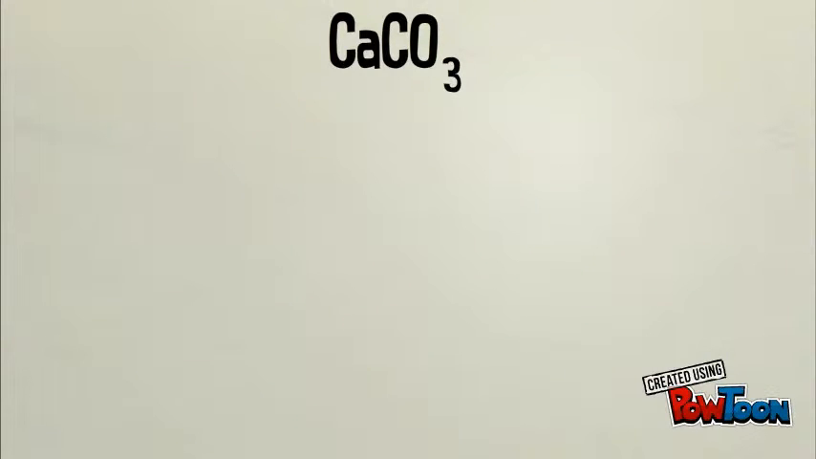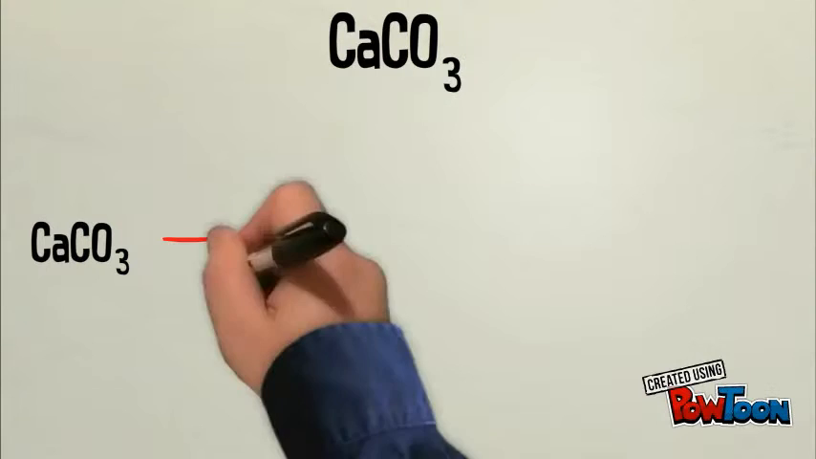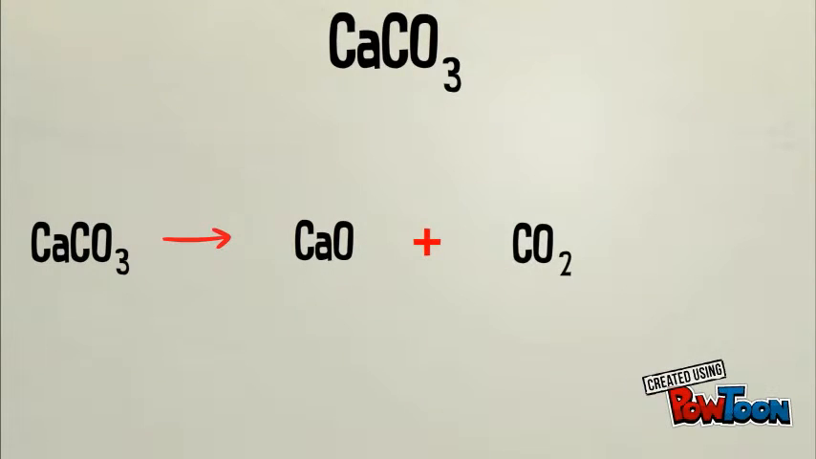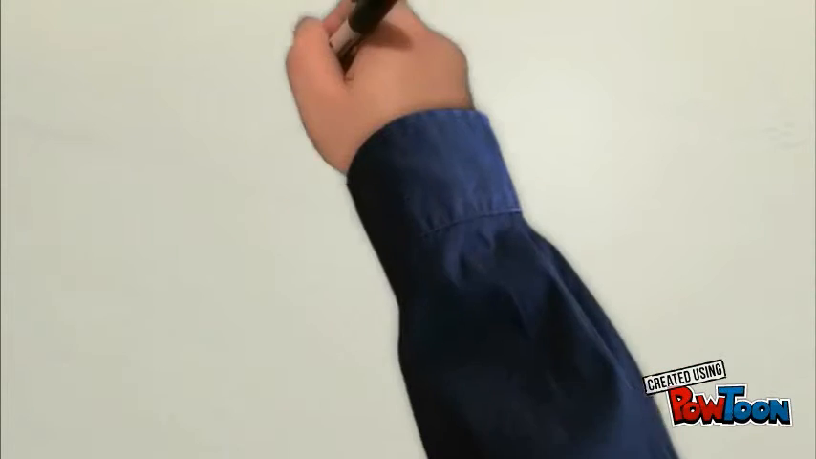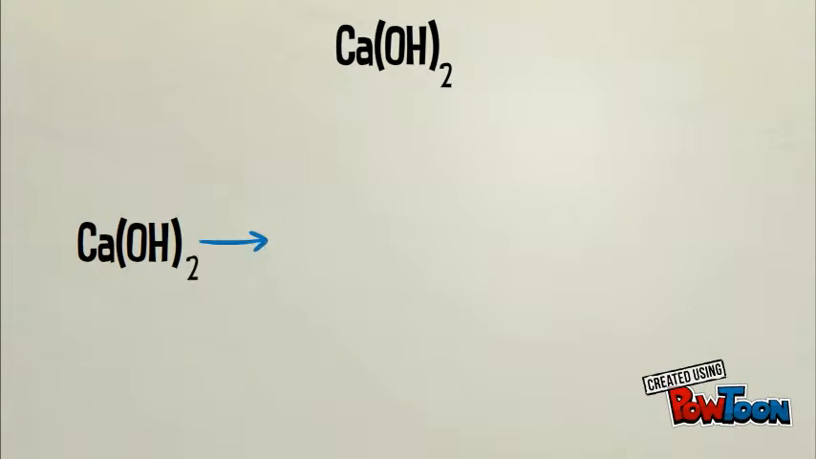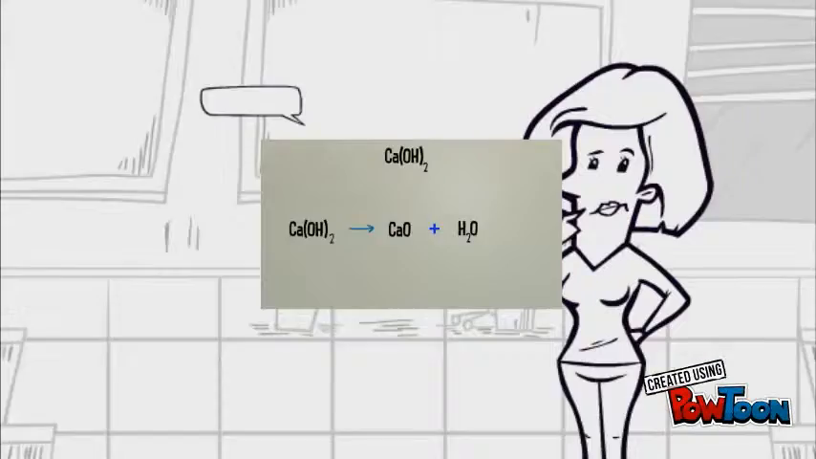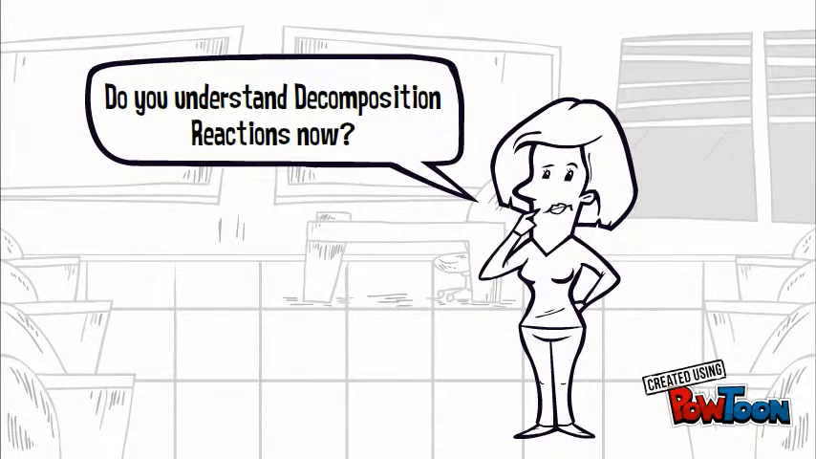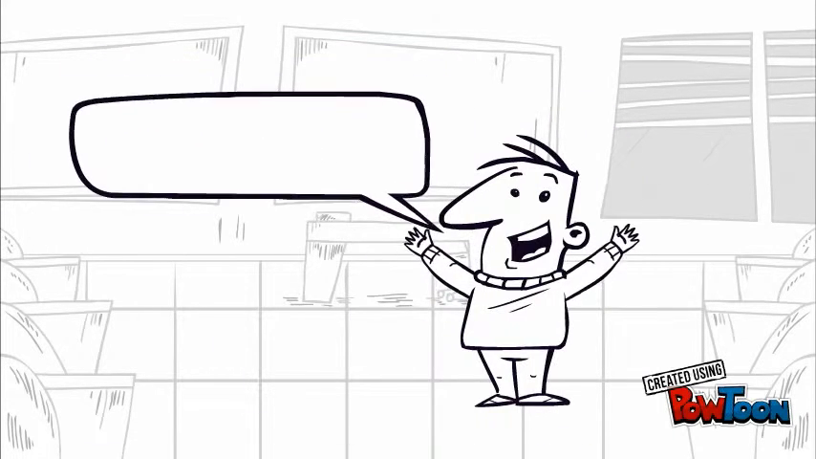Let's do some examples. Let's use calcium carbonate as an example. Calcium carbonate is a metal carbonate, so it always forms metallic oxides and carbon dioxide. Another example would be calcium hydroxide. Calcium hydroxides decompose into metallic oxides and water. So, do you understand decomposition reactions now?